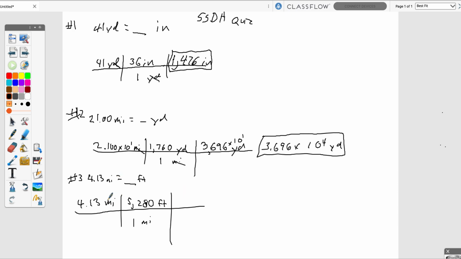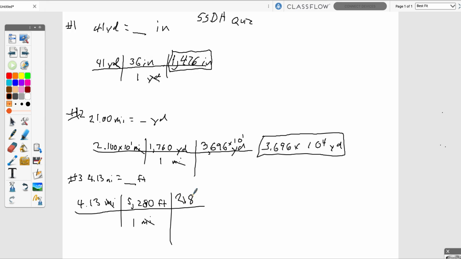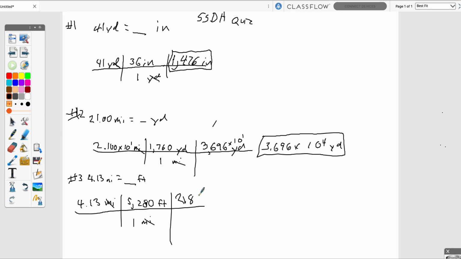Okay. Get rid of these guys. Okay, let's bring up our calculator and clear that. We're going to go 4.13 times 5,280, and that is going to equal, let's see, 21806.4, and that was feet.